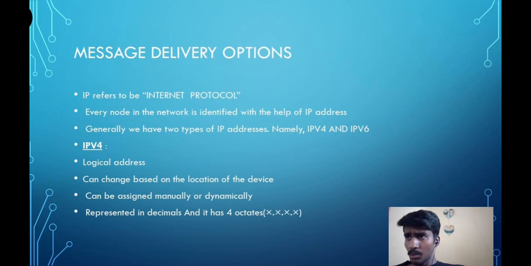Generally we have two kinds of IP addresses, IPv4 and IPv6. So let's talk about IPv4. We can also call this a logical address. It can change based on the location of the device. It can be assigned manually or dynamically, I mean we can change this temporarily. It is represented in decimals. In an IP address you could find 3 dots, 4 decimal numbers inside.